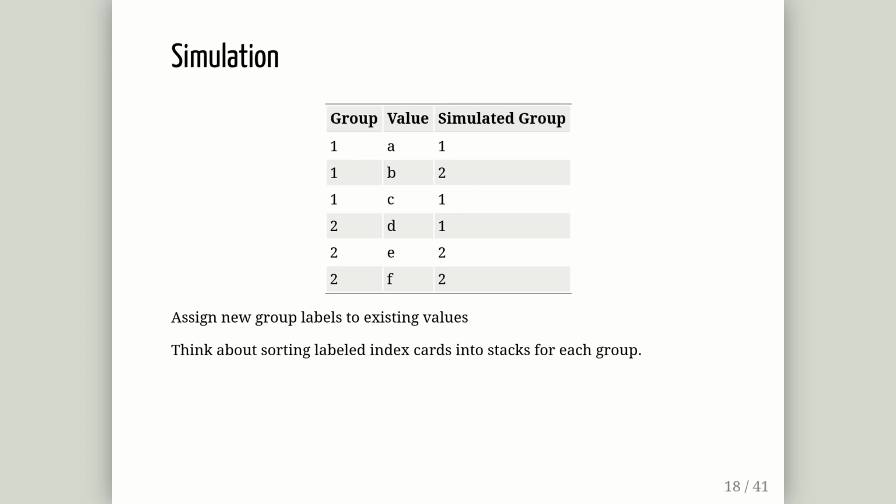So to simulate, we take all of our values and we assign them new group labels. Because if the groups are the same, then it doesn't matter which group labels are attached to which values. Our statistic value should be the same, right?